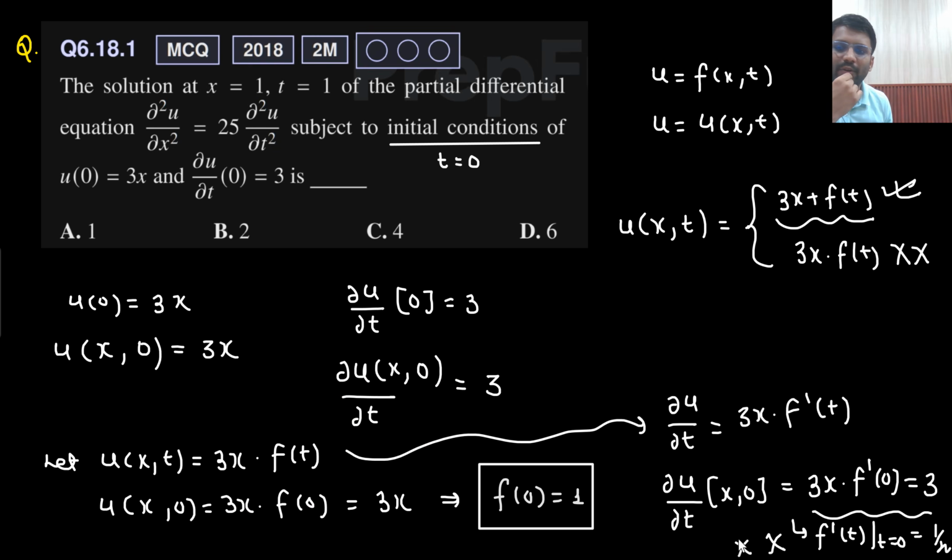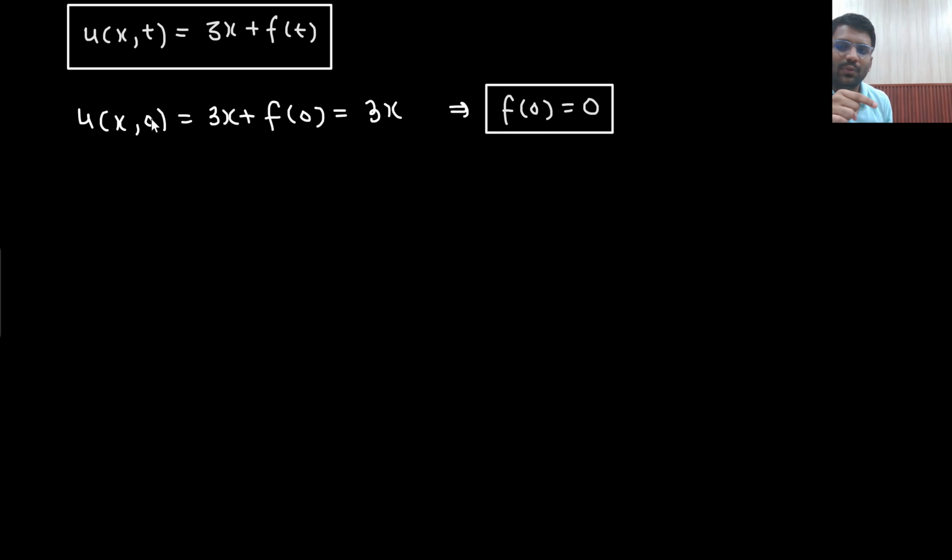Next, what you need to do, partially differentiate your u with respect to t. So when I partially differentiate this with respect to t, what will I be getting? Sir, 3x will be treated as constant. So differentiation of 3x will be 0. Differentiation of f of t will be f dash t.